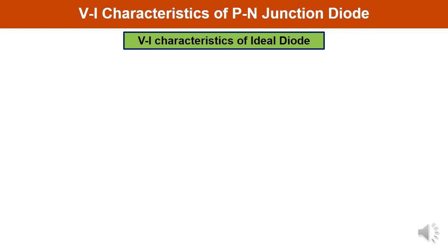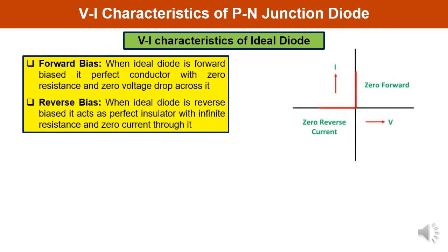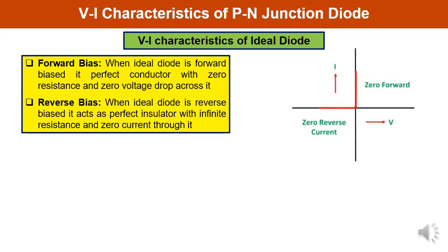What is the VI characteristic of an ideal diode? See, till now we have discussed the practical diode, but if you have to draw the ideal diode, how to draw its characteristic? See, in the case of forward bias, when the ideal diode is forward biased, it behaves as a perfect conductor, meaning zero resistance and zero voltage drop across it. So in the forward bias, at zero voltage, it behaves as a perfect conductor. And in the case of reverse bias, the diode acts as a perfect insulator, meaning no current flows, zero current. So this is how you can draw it in the reverse bias condition.